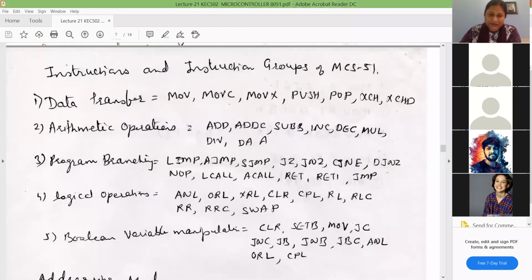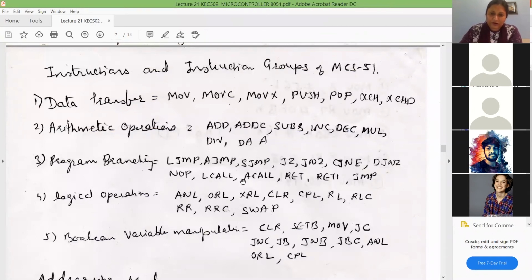Then you have branching instructions. In 8085, we were having the jump instruction, but here you have 3 jumps: LJMP, that is long jump, AJMP, that is absolute jump, and SJMP, that is short jump. Then you have conditional jumps like jump if 0, jump if not 0, and decrement and jump if not 0. The 2 operations are combined together. First it is decrementing, and then it is checking whether it is 0 or not, and if it is not 0, then it is jumping to the memory location specified at this particular operand place.